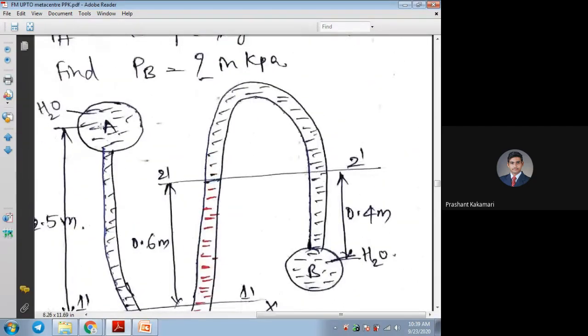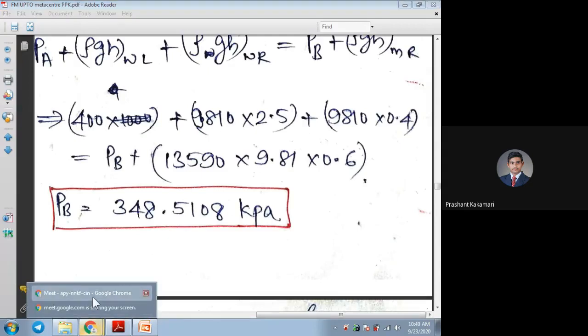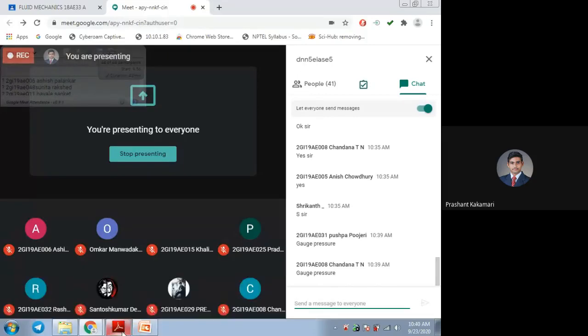So any time if you connect a gauge here and find the pressure at pipe A and pipe B, that is the gauge pressure only. That is 348.5108 kilopascal at pipe B, and pipe A is 400 kilopascal. Okay, later you can check the values. Have all of you completed this problem?